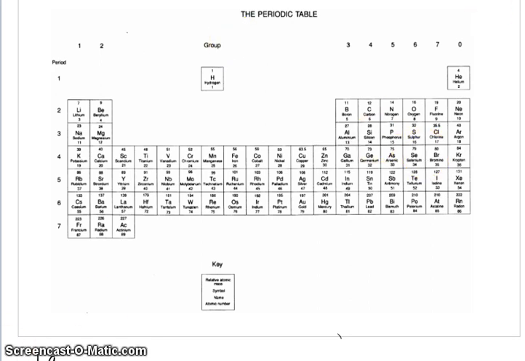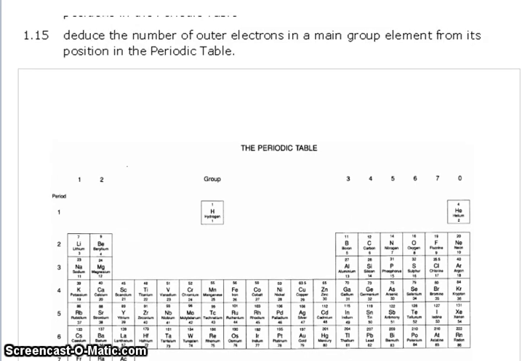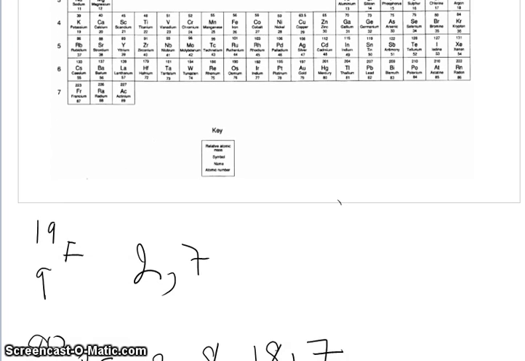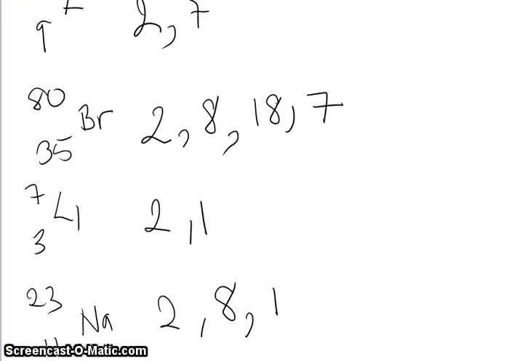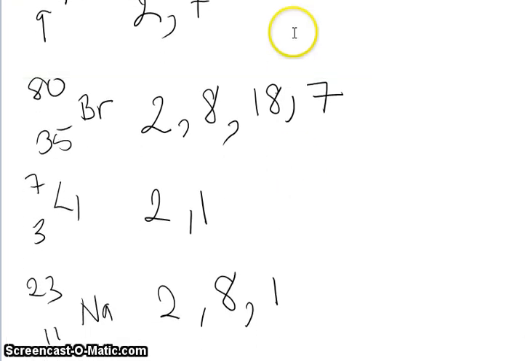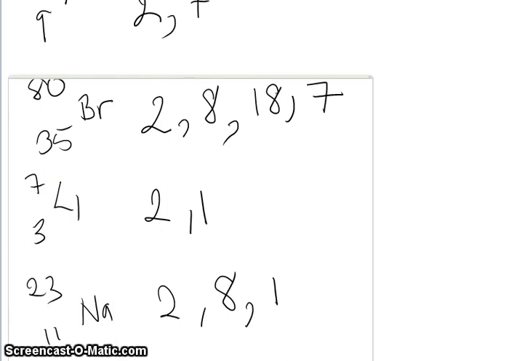Looking back at our syllabus statements, deduce the number of outer electrons in a main group element from its position in the periodic table. Okay, so when it's asking you for outer, remember you just draw the outer. Now for the examples, I did you a couple more just so you could see where it was coming from, but the outer shell electrons will be equal to the group number.